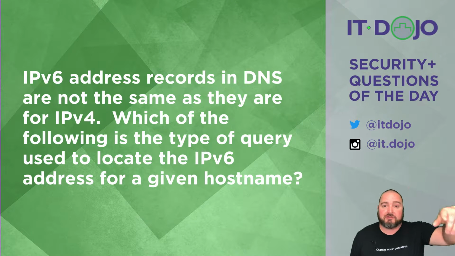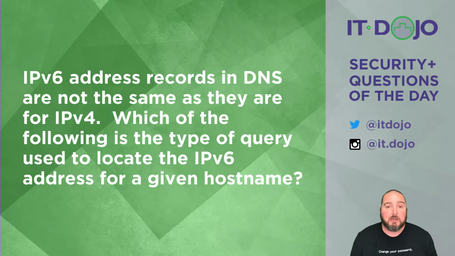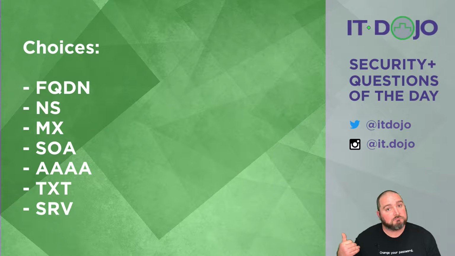Okay, question number one, coming at you from the world of IPv6 and DNS. In IP version 6, address records are different in DNS than they are in IP version 4. Which of the following is the type of query that you would use in order to find a particular host name and its IP version 6 address? Check them out. Click pause if you need to. When you got the answer, click play again. We'll break it all down.